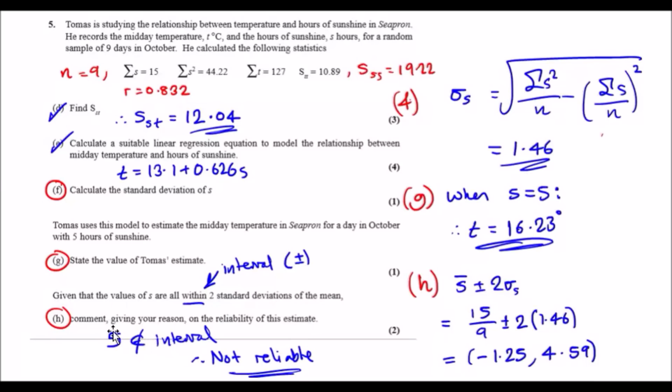And now, how can we actually relate this to this question? Well, previously it said Thomas uses 5 hours of sunshine. Since 5 is not in this interval, it's outside the interval, therefore this estimate is not reliable, because we're only basing models of hours of sunshine between this. Anything above, we have to extrapolate, which is another method. If it's inside, then we can estimate it. And yeah, that's really it.